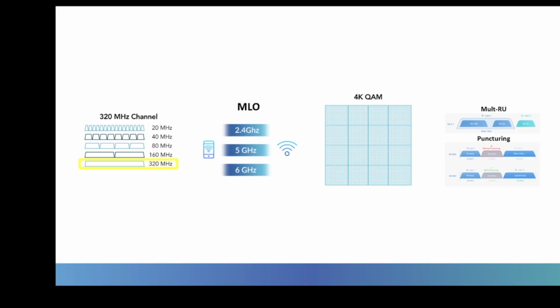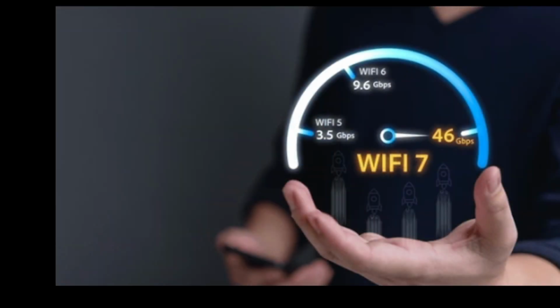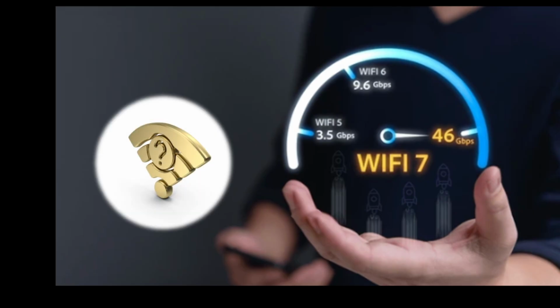But while these technologies are exciting, it's important to stay grounded. The max potential of the Wi-Fi 7 features will be difficult to achieve in real-world scenarios, and the following slide will show some of the reasons why.